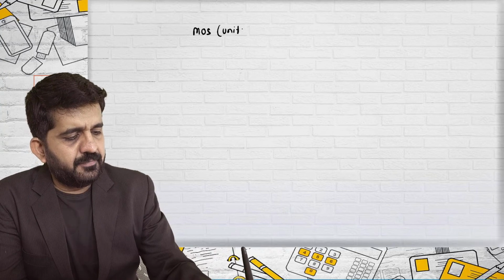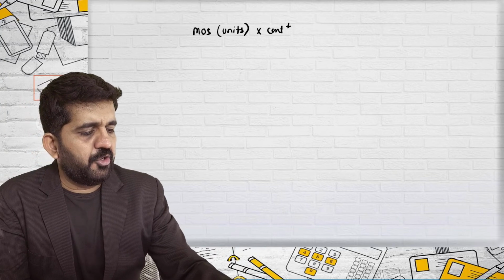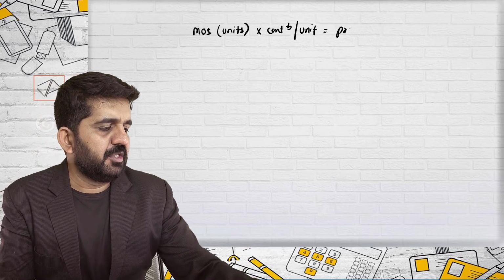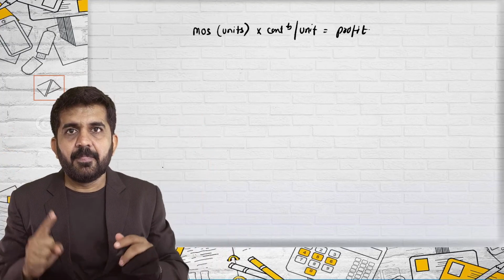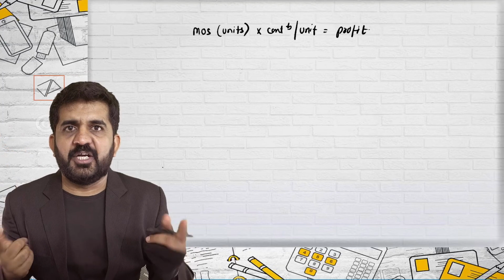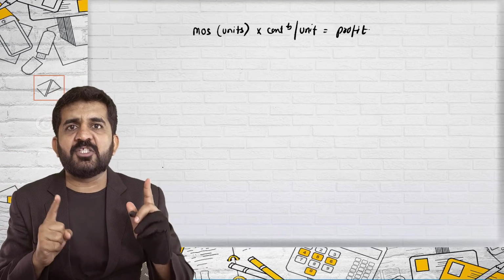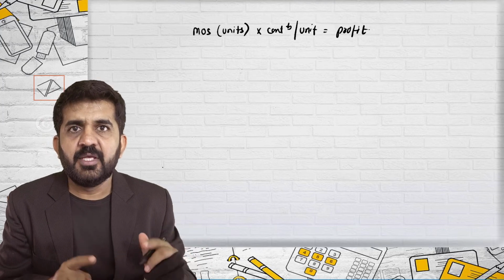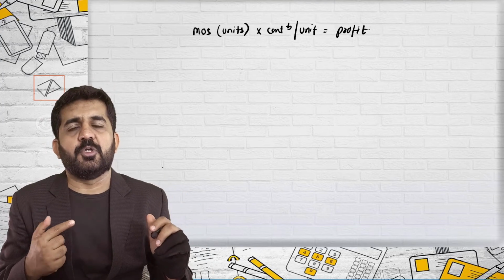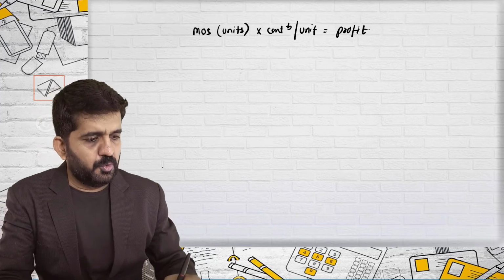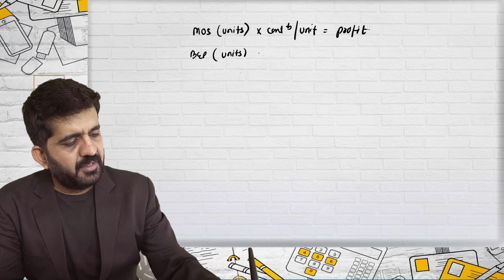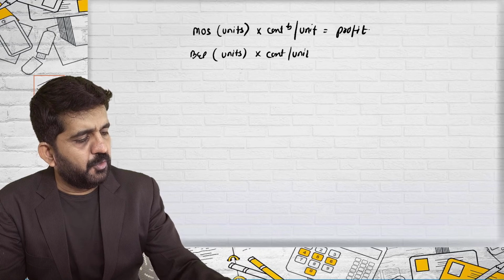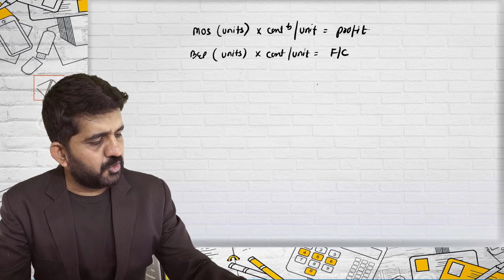Let me just summarize it. MOS in units multiplied by contribution per unit is nothing but profit. See, visualize the number line in the mind every time. Break even point multiplied by contribution per unit is nothing but fixed cost. MOS multiplied by contribution per unit is profit. And total sales multiplied by contribution per unit is nothing but total contribution. So let me also write this down: break even point in units multiplied by contribution per unit will be your fixed cost.